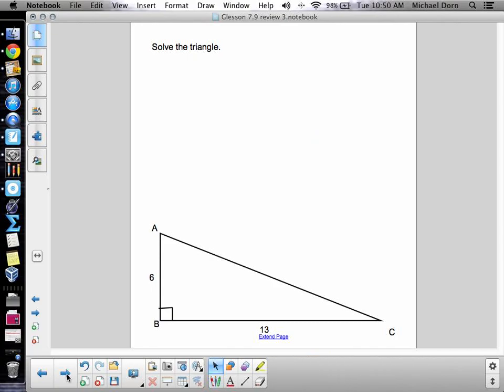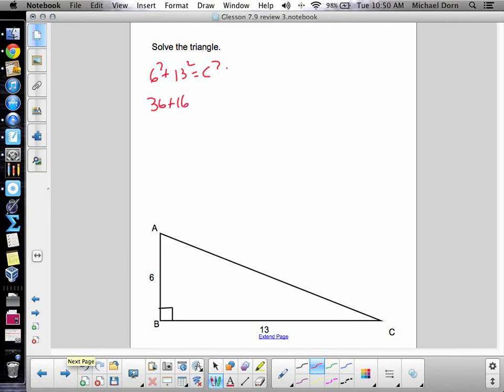Solve the triangle. When it says solve the triangle, what do we have to do? Find all the unknown parts, right? So, I know 2 sides. How can I find the third side? Pythagorean theorem, okay. So, find the third side. 6 squared plus 13 squared is c squared. It's 36 plus 169. 205 equals c squared.